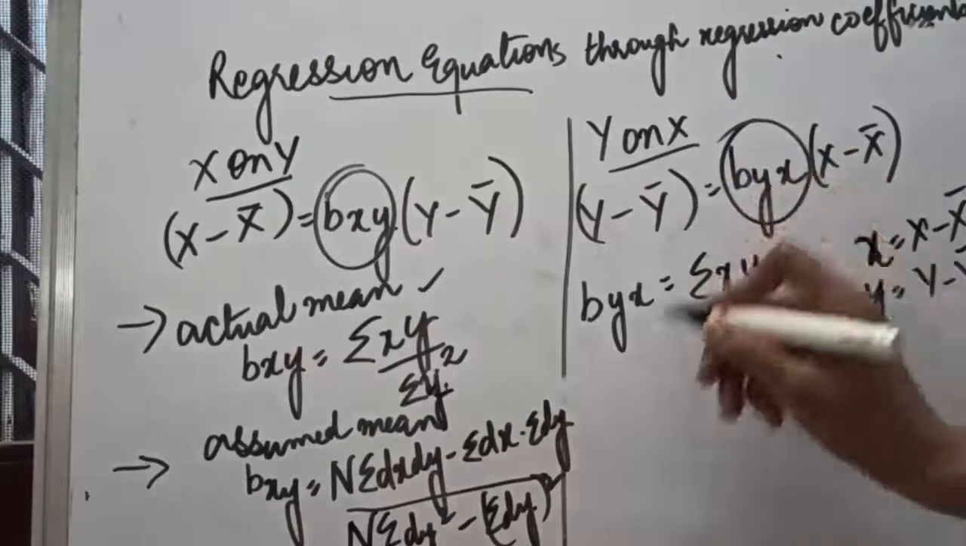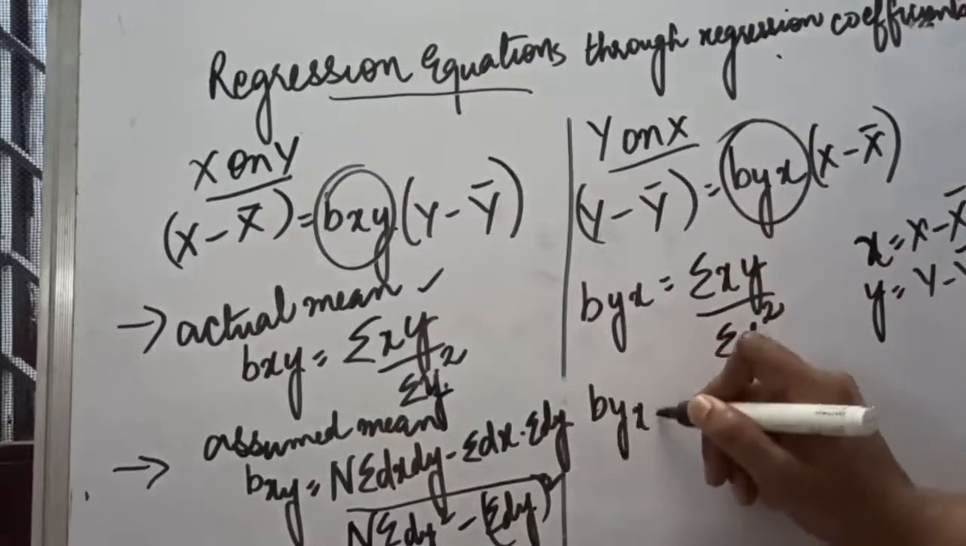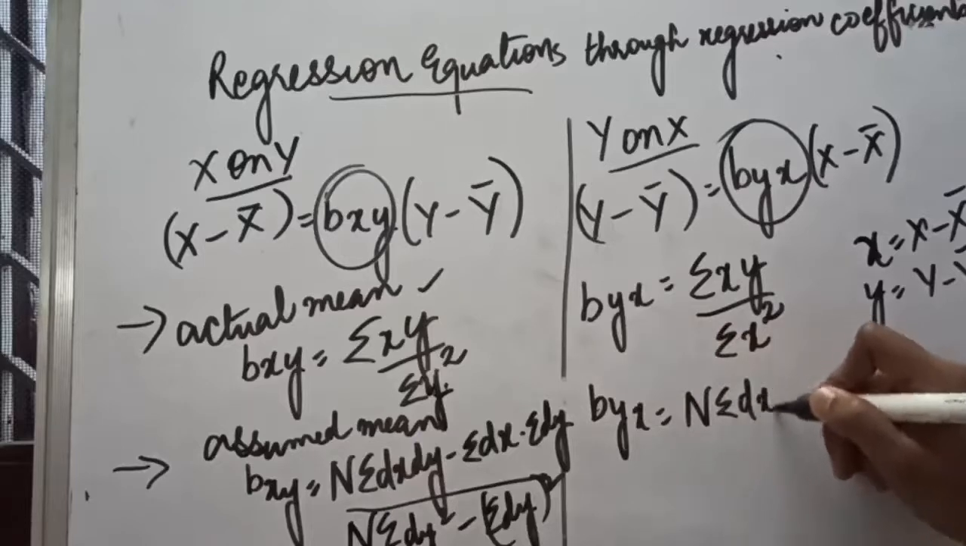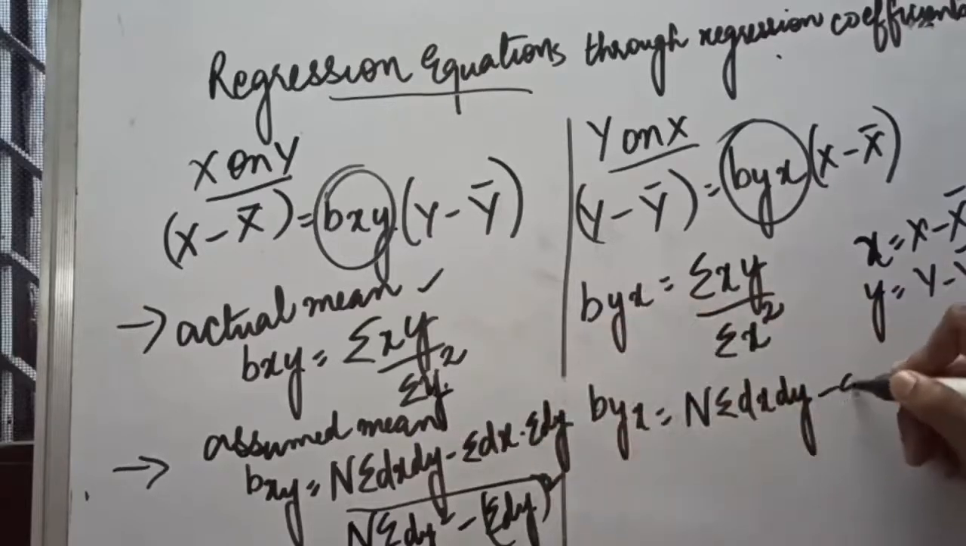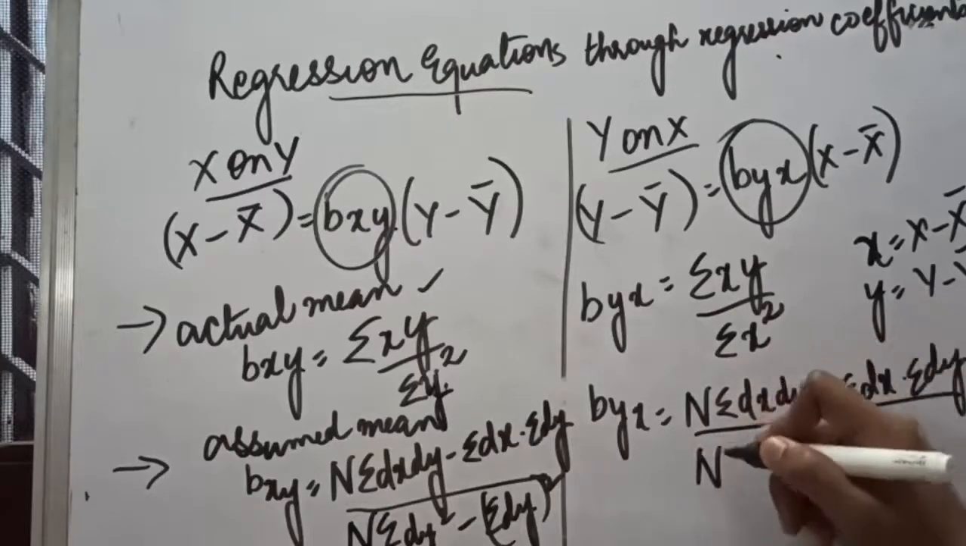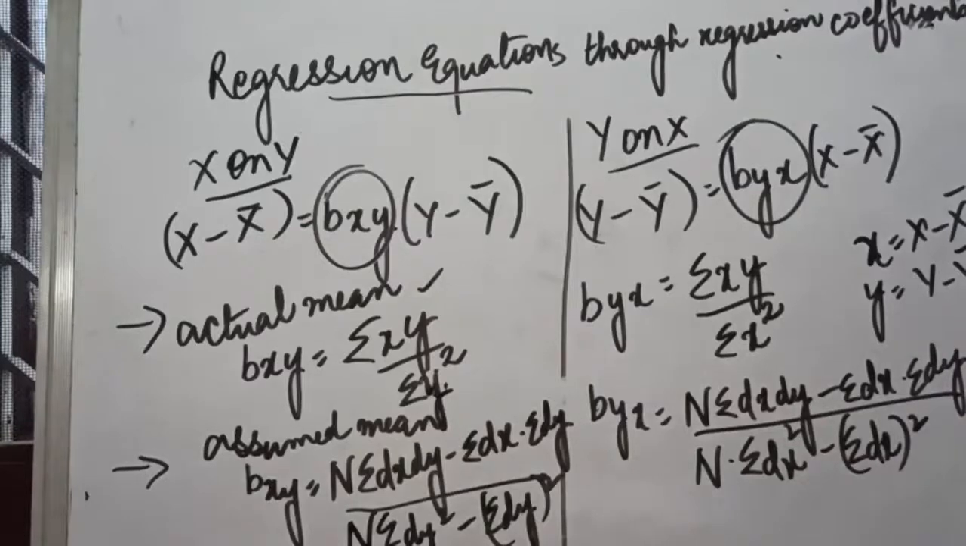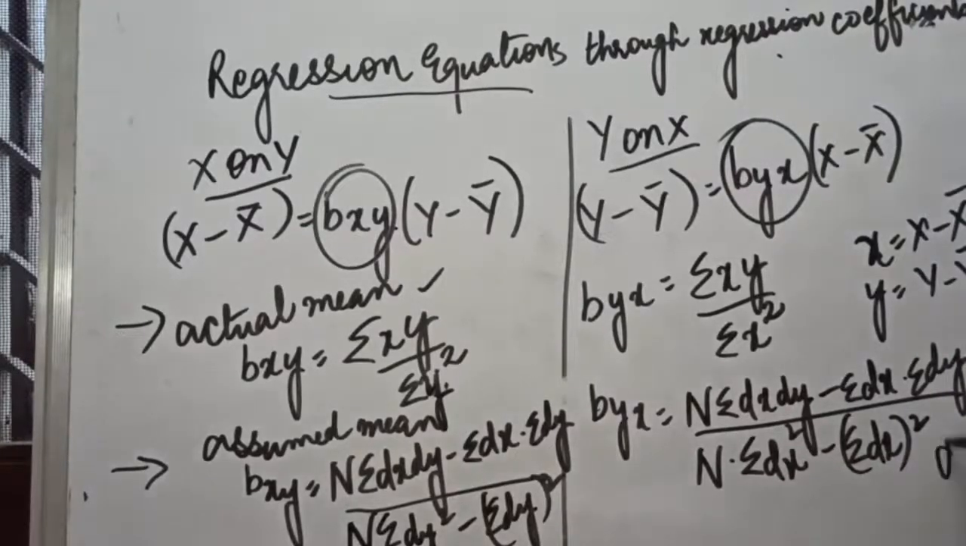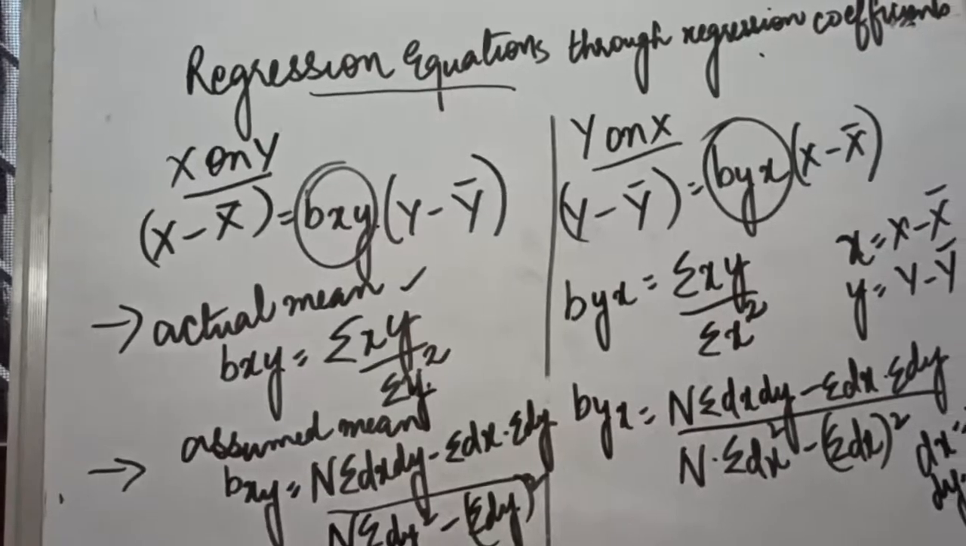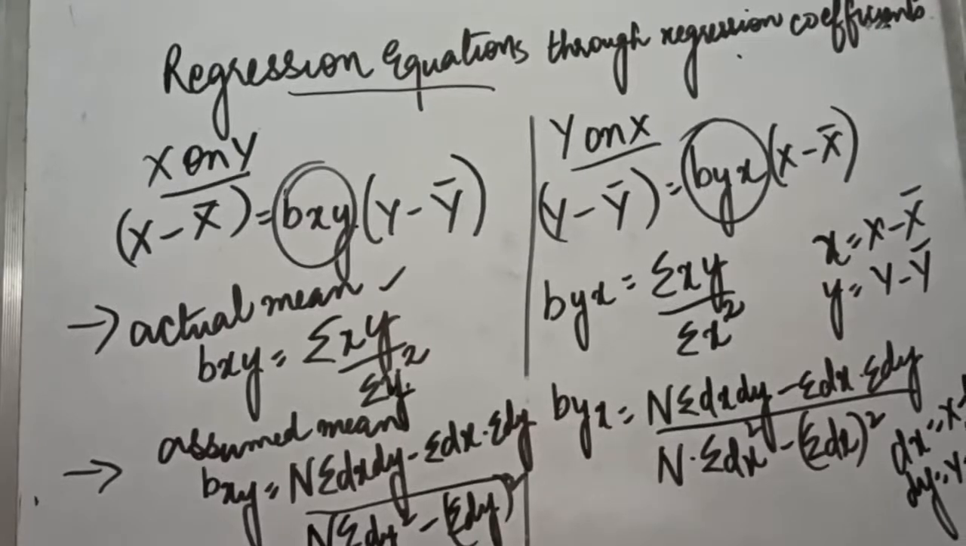If we have to come to y on x, here we will calculate byx. The numerator is going to be the same like this. Here the denominator will be n into sigma dx square minus sigma dx whole square. And you all know the value of dx: when deviations are taken from the assumed mean, dx is x minus a, and dy will be the deviations taken from the assumed mean for the y series. So whether deviations are taken from the actual mean or the assumed mean, you can apply these formulas.